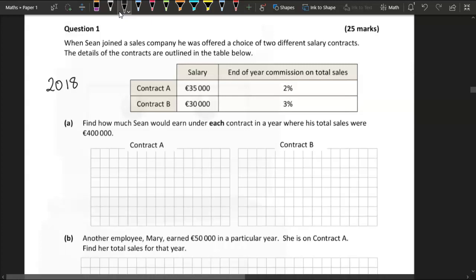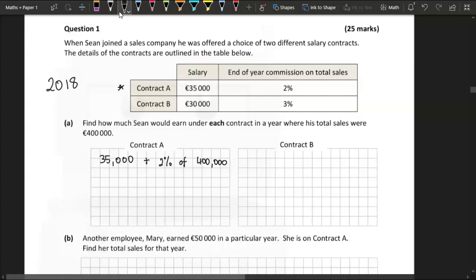So contract A, he's getting 35 grand basic pay, so he gets that regardless. But he gets 2% of any sales at the end of the year. Or you can go with contract B, which is 30 grand and 3% of any sales. So find how much Sean would earn under each contract if his sales were 400 grand. So under contract A, this one here, he's getting 35,000 plus he's going to get 2% of 400 grand.